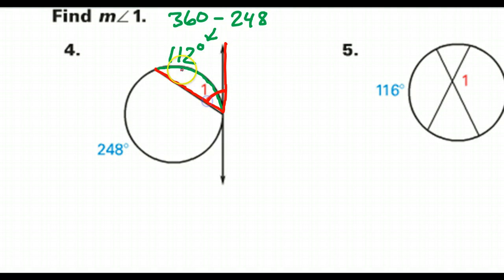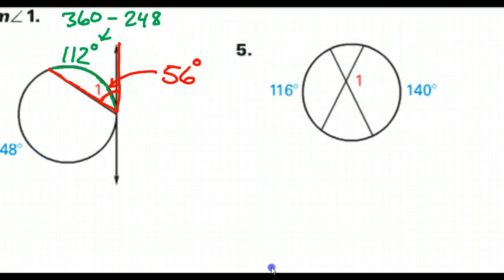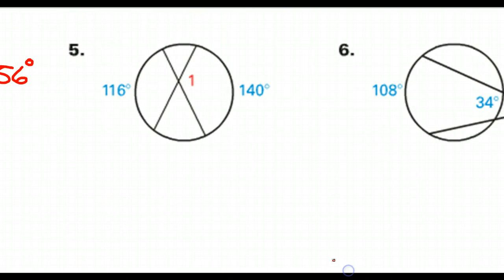So if I want to find angle 1, I'm just going to divide by 2. The angle should be half of this arc. So this angle right here, I'll just put a little arrow to it, half of this is going to be 56. Alright, that's number 4. Now number 5.